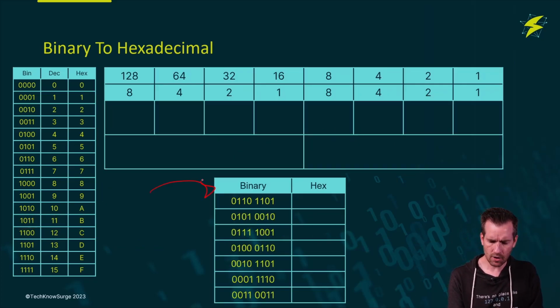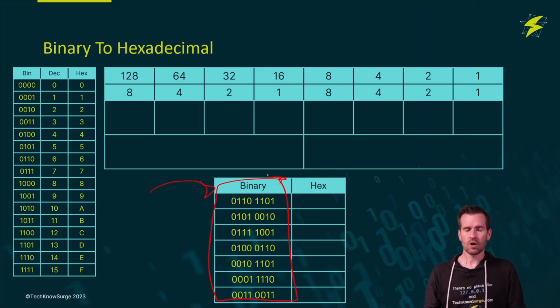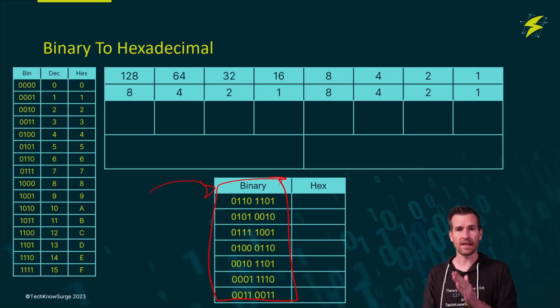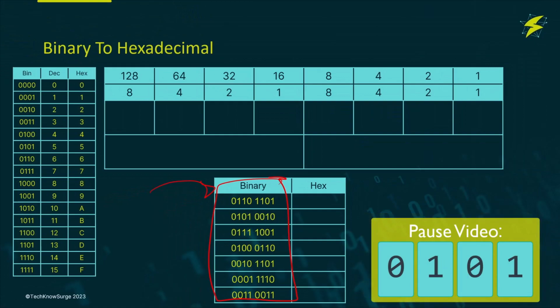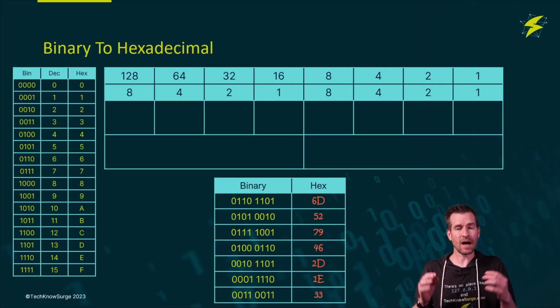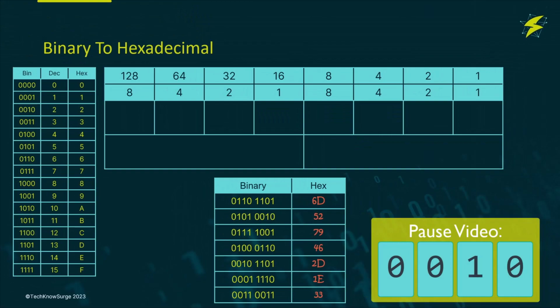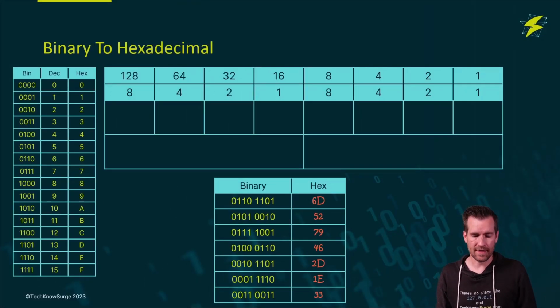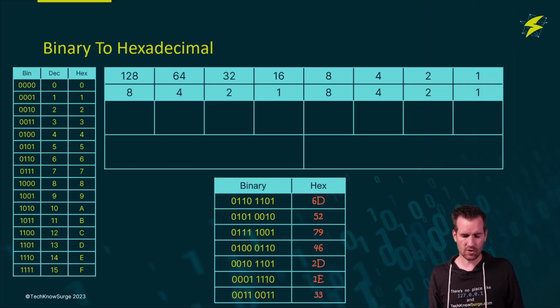In this chart right here, we have a bunch of binary numbers. Go ahead and pause the video, go over those binary numbers, and see if you can figure out the hex number equivalent. And there are the answers. Go ahead and pause the video, check your answers to make sure that you got them correct. Hopefully you did well with that. If not, continue to practice to make sure you have this down.